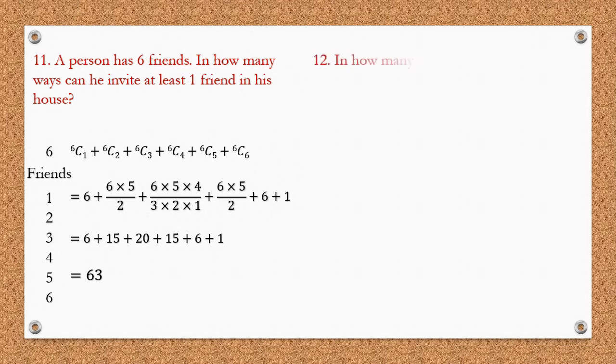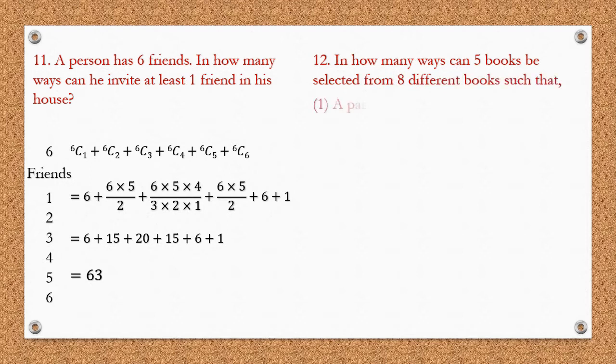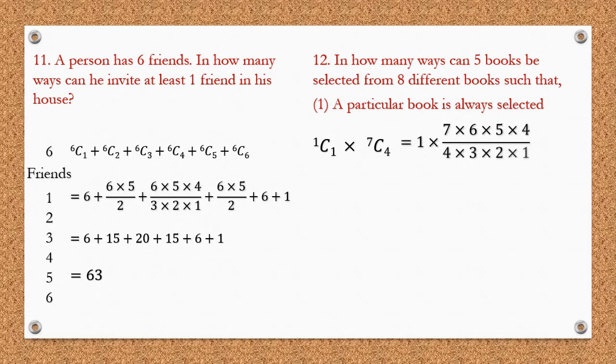Question number 12. In how many ways can 5 books be selected from 8 different books such that, first sub question, a particular book is always selected? Now we are going to select one particular book always, so that's 1C1. So out of 8 books I have selected one book, so remaining 7 books, and remaining to be selected 4 books. So out of 7 books I will be selecting the 4 books. 1C1 is 1 and 7C4 is 7654 upon 4321, and the answer is 35.